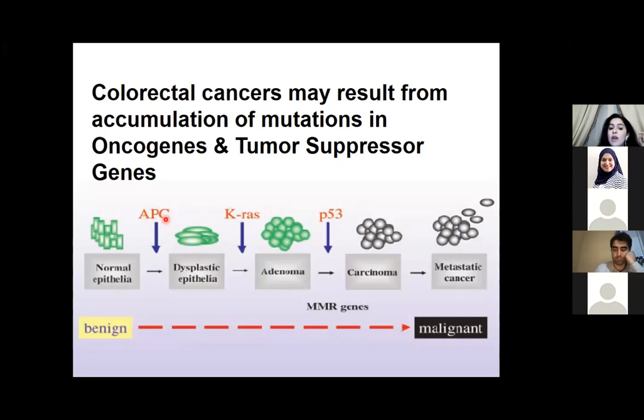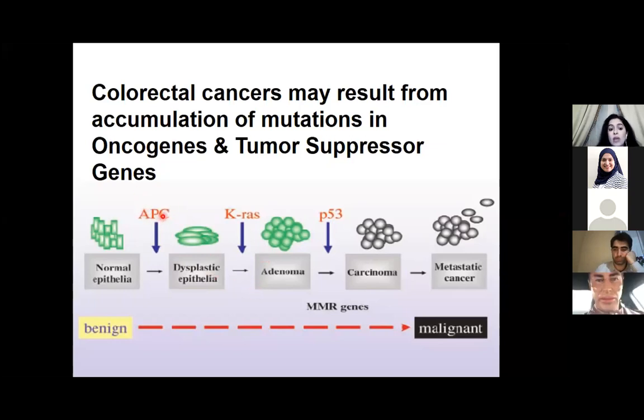Of course, these are not the only genes involved. There are many genes, and there is another diagram which can be more complicated, but I want to go to the simple one in order to understand the basics, that accumulation of many mutations can lead to the progression of cancer from normal epithelium to dysplastic, which have some changes in the criteria of the cell itself, to adenoma, which is a tumor growth, or more multiplication of cells, to carcinoma, to metastatic cancer.